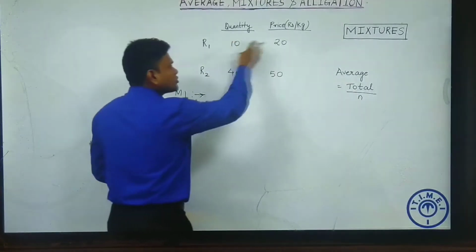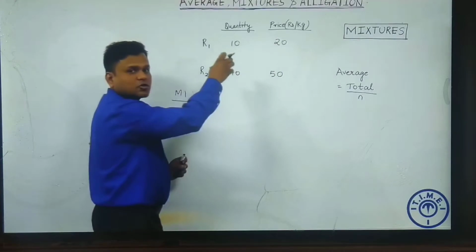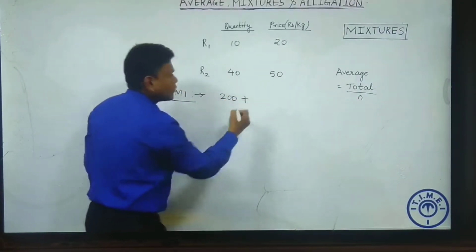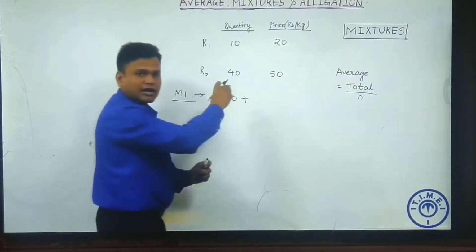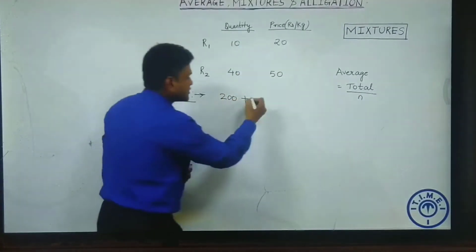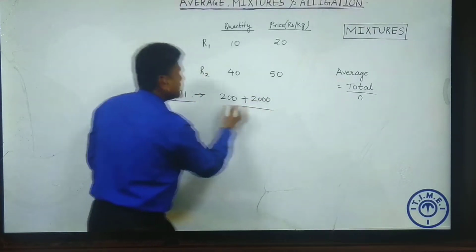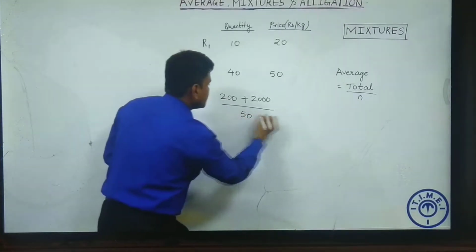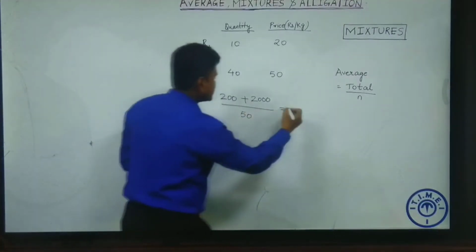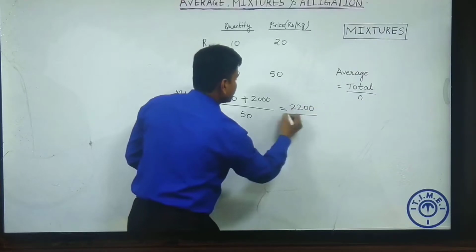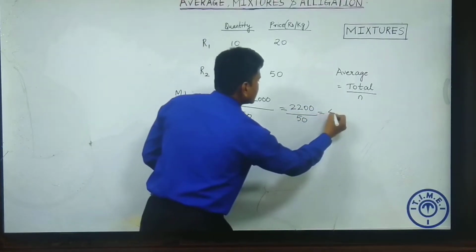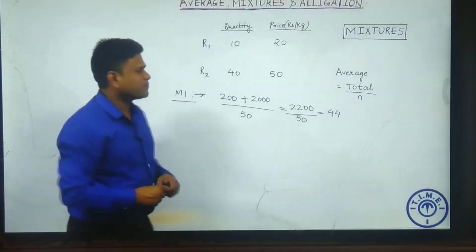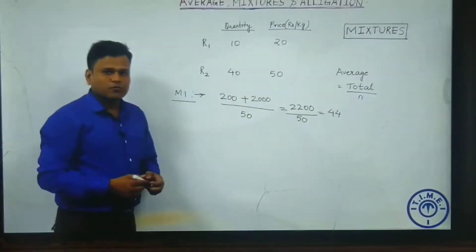Now here, the total cost of this R1 is 200. Total cost of this brand, R2, is 40 into 50, which makes it 2000, divided by total quantity, which is 10 plus 40, which is 50. Further, just adding up these two numbers, we can see that this is 2200 divided by 50. And finally, it turns out to be 44 rupees per kg. Clearly, it has to be more than 35 rupees per kg. Now, that's method number 1.